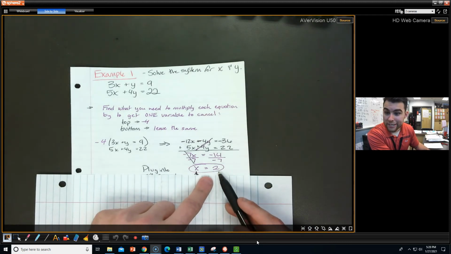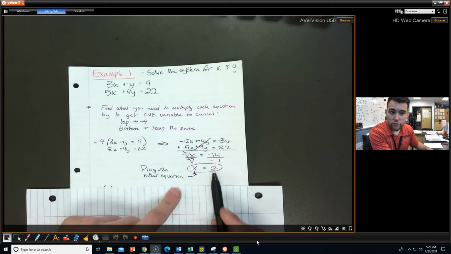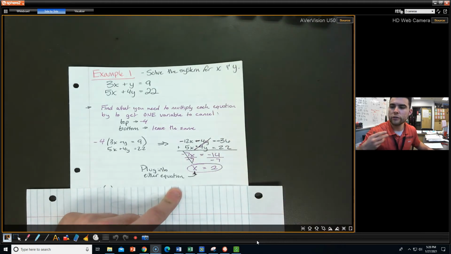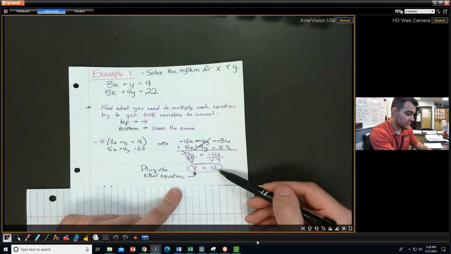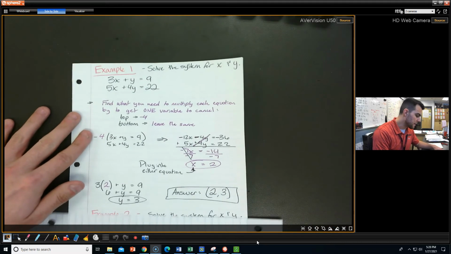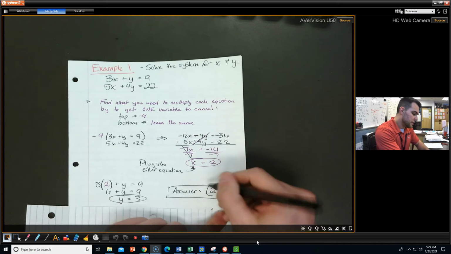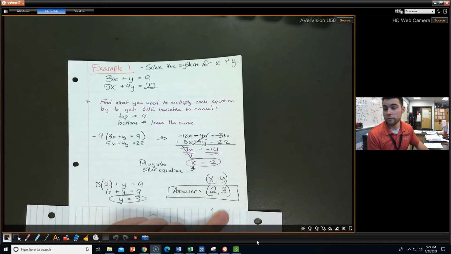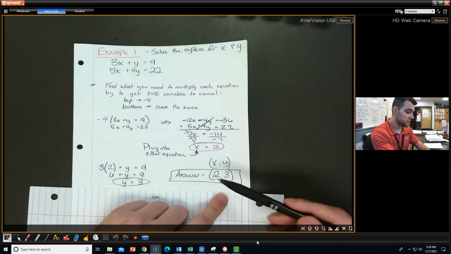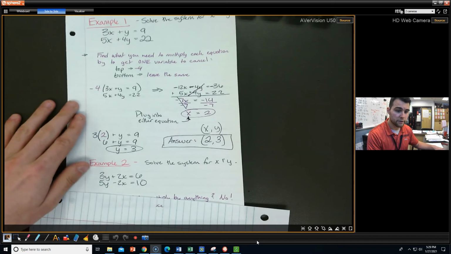Well, now what I can do is substitute or plug that 2 into either of these equations. So I'm still using substitution, but kind of in that traditional sense of checking for your answer, right? If I plug 2 into the top equation, I get 6 plus y equals 9, y equals 3. I got an x and a y, and that is how you write your answer still, just like we did with substitution. So my answer is (2, 3). Okay? Let's see another example of this.